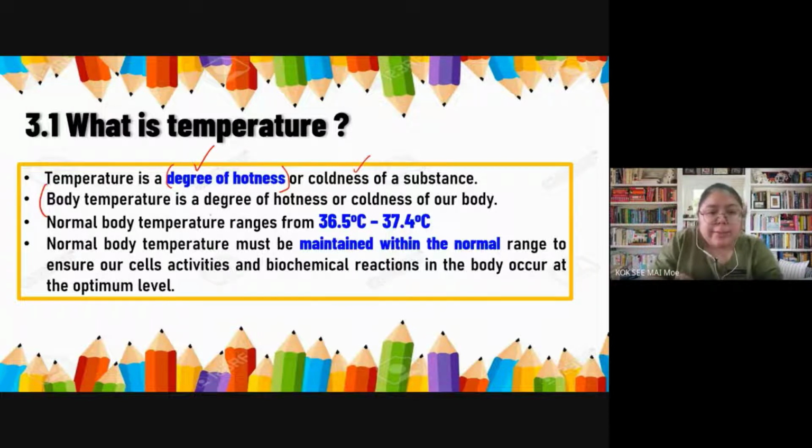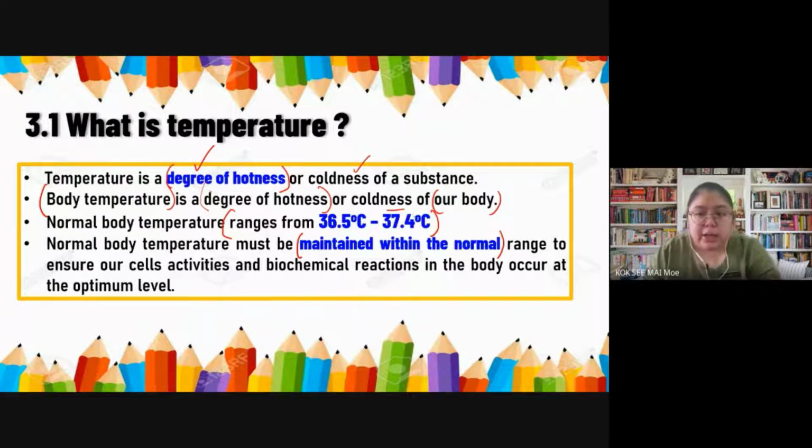If I say body temperature, it means the temperature of our body, the degree of hotness or coolness of our body. So now we need to measure body temperature. For a normal, healthy human being, the range for the temperature is 36.5 to 37.5. Around these readings, you are still okay, still normal. But normal temperature must be maintained within the normal range. Normally you are 36.5 now, maybe after a walk you become 37. That means you still maintain within this range.